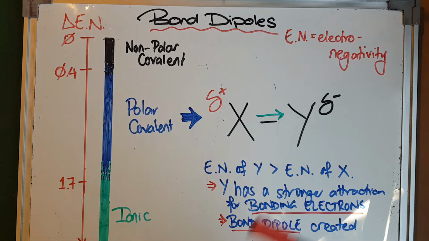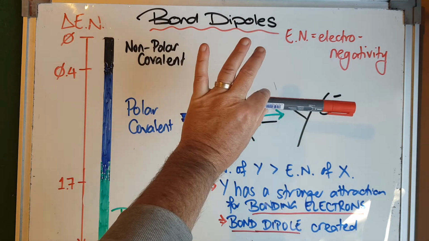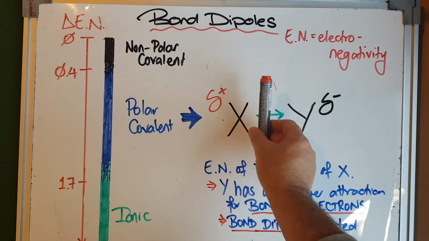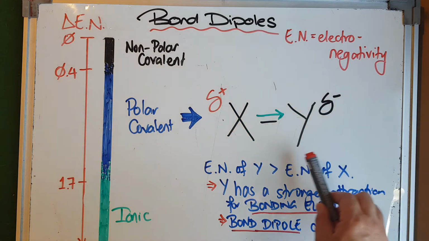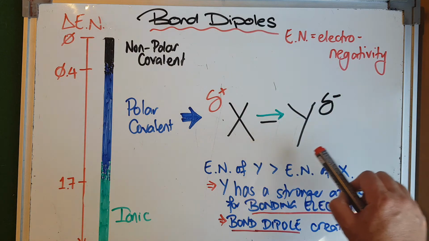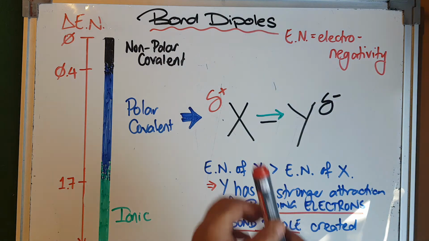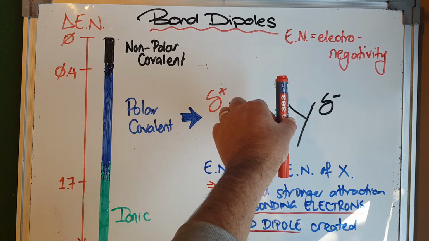So what I'm saying here is if Y has higher electronegativity, it has a stronger pull on the bonding electrons in here, and therefore they're going to be held closer to that nucleus, giving this side of the bond or molecule, we'll get into molecules later, a slightly negative charge, because the electrons, although they're shared, are being pulled closer to this side of the bond.